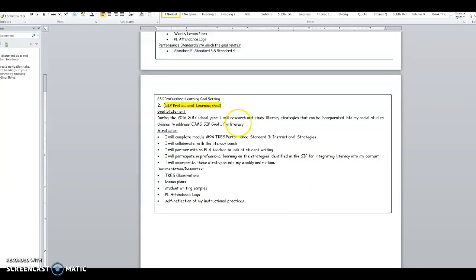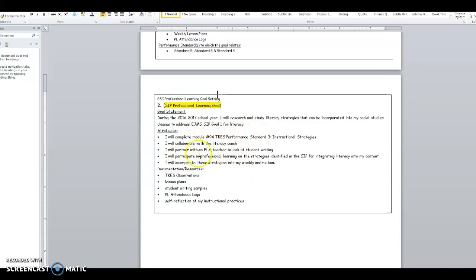Okay, so on my second goal, which remember you'll go back up and click new. So edit's the first one. New is the second one. So new, this is how am I going to impact my students' achievement with my goal, and is it based on the school improvement plan. So I'm going to say research and study literacy strategies I can incorporate in my class to address ETMS SIP goal 1 for literacy. You need to be specific. What part of the school improvement plan are you addressing?